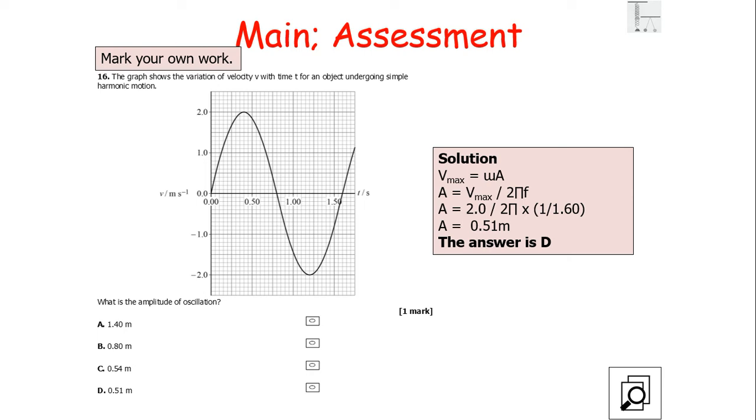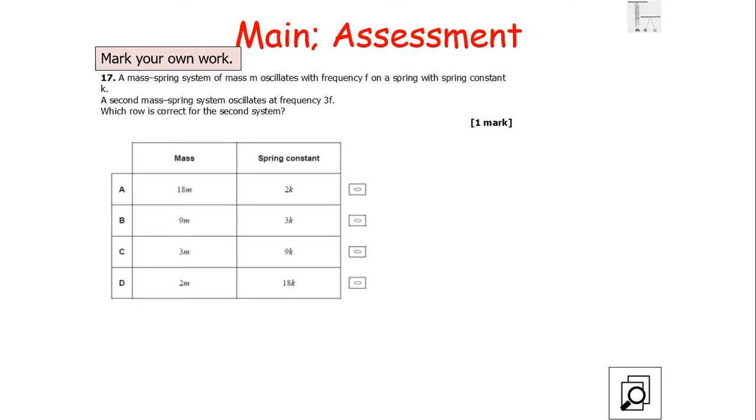Now we know what v max is from the graph, because it's the highest value shown, so it's 2. And therefore you go 2 divided by 2 pi f. Now what's f? Well, f is 1 over T. We know from the graph that T is the time it takes to repeat, so it's 1.60 seconds on the graph. So you put all those values in and we get A equals 0.51 meters. The answer is D. Question 17.